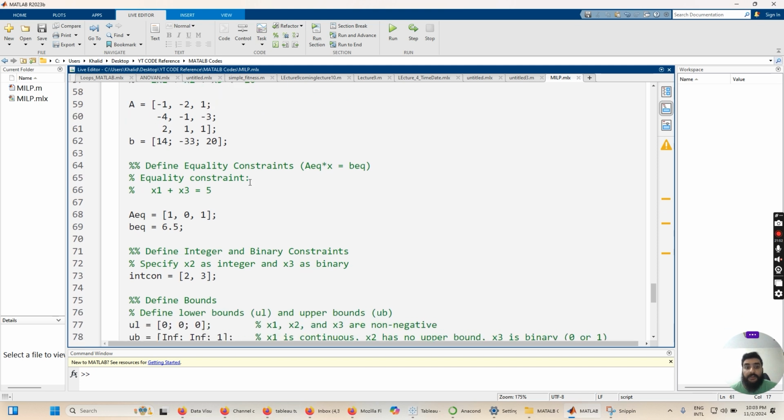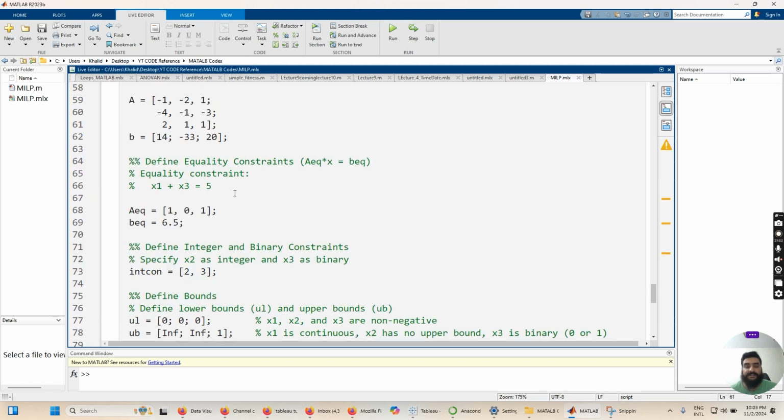Now, after defining the inequality constraints, let's move on and define our equality constraints. This is the equality constraint example. I have made a slight change to this problem because with the value 5, we were not getting a feasible solution, so I set it to 6.5. That could happen: you set up a constraint in such a way that there is no optimum value or no feasible solution for that problem. That being said, we have our equality constraint x1 plus x3 is equal to 6.5. So it is quite a simple one.